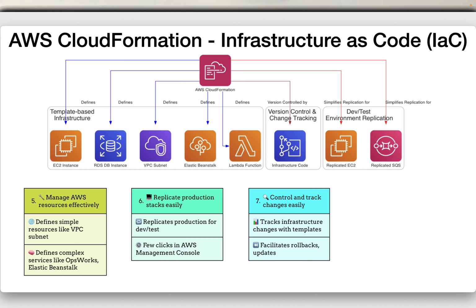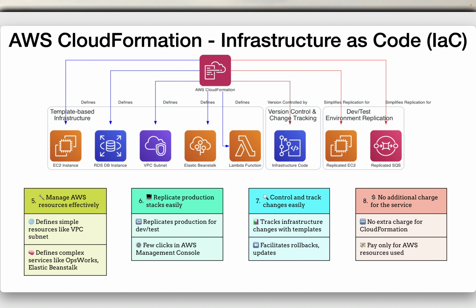You can keep track of infrastructure changes with CloudFormation templates. These text files allow you to see what resources are provisioned and their settings, facilitating easy rollbacks and updates. There is no extra charge for using AWS CloudFormation. You only pay for the AWS resources that are created and used by your application. So the resources that are created via AWS CloudFormation will incur a charge, but not the usage of AWS CloudFormation itself.